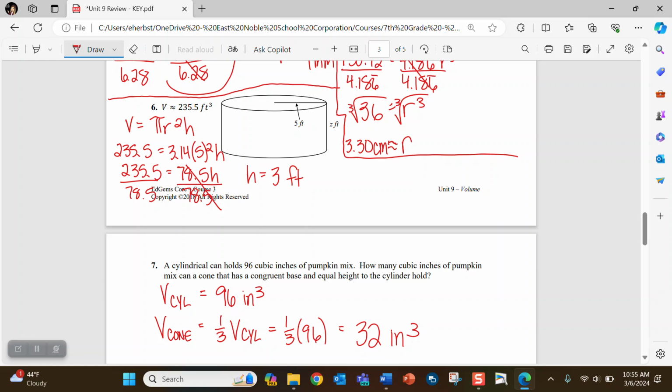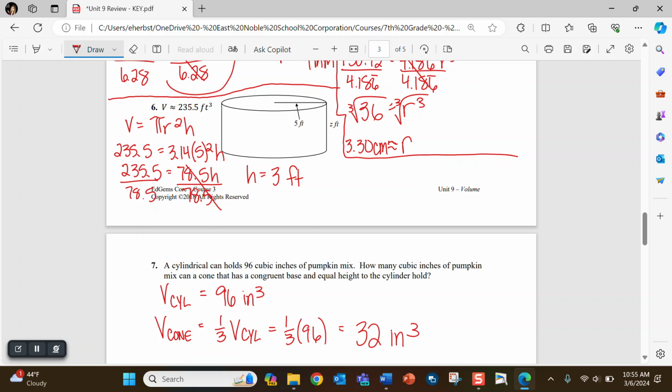7, don't work too hard on this one. So it says we have a cylinder that has 96 cubic inches of pumpkin mix. So it's like a can of pumpkin mix. The question is, how many cubic inches of pumpkin mix could a cone hold that has the same base and an equal height to the cylinder?